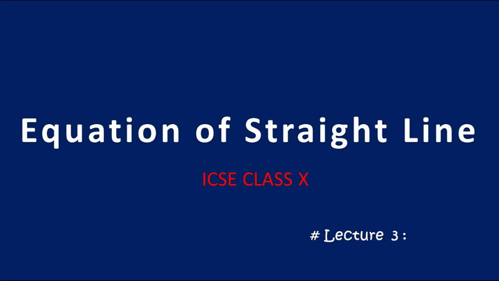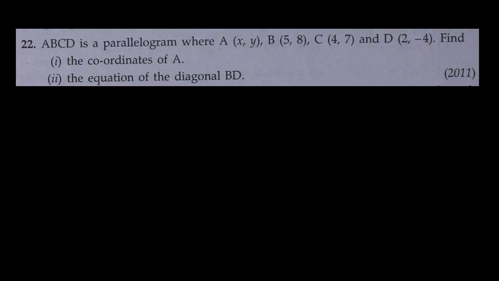Hello everyone. Let us see this question number 22. ABCD is a parallelogram where A is (x, y), B is (5, 8), C is (4, 7) and D is (2, -4). We have to find the coordinate of point A. That means we have to find this x and y value.